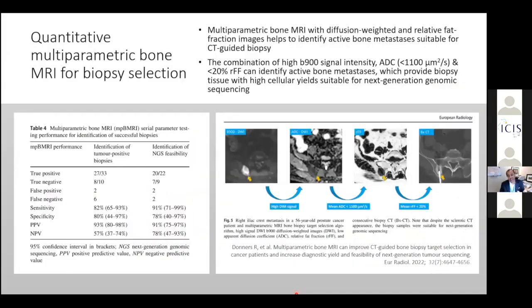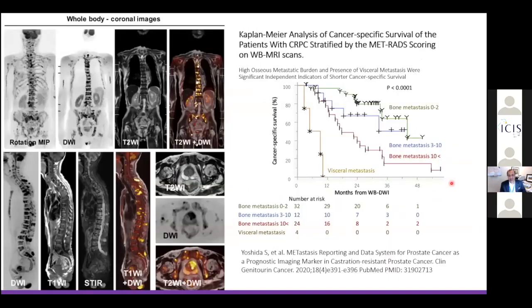And this has recently been refined by this paper that's, again, just been published in Radiology. And you can see that if you have a high signal on a high B-value image, low on an ADC map, low on fat fraction, then you are much more likely to have a cellular infiltrate in that area. And that cellular infiltrate would give you enough cells to do next generation sequencing if you wanted to. So this is some really excellent validation from the Marsden that has recently appeared.